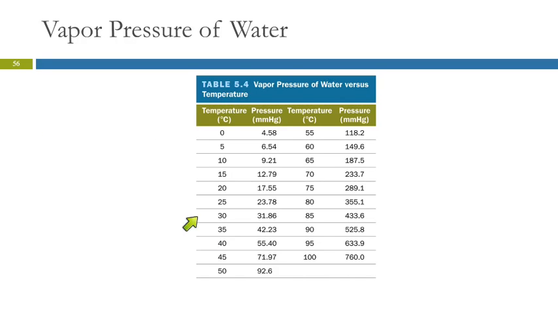And here's such a table. This one gives increments of 5 degrees. You look in the CRC and you can get much smaller temperature increments. If I'm collecting gases, say at 25 degrees Celsius, I'm going to have a partial pressure of water that's 23.78 millimeters of mercury. As you increase the temperature, the vapor pressure of the water increases.